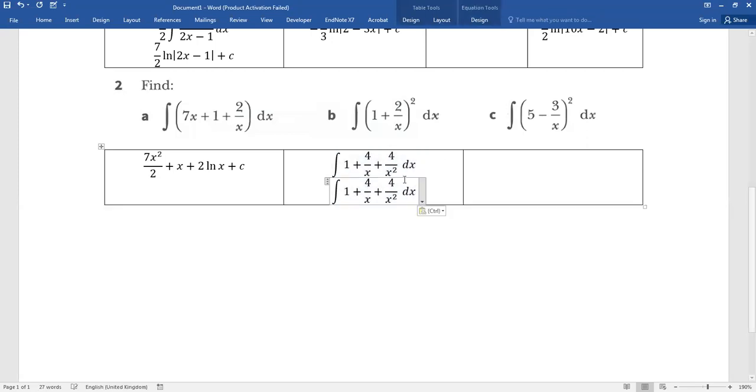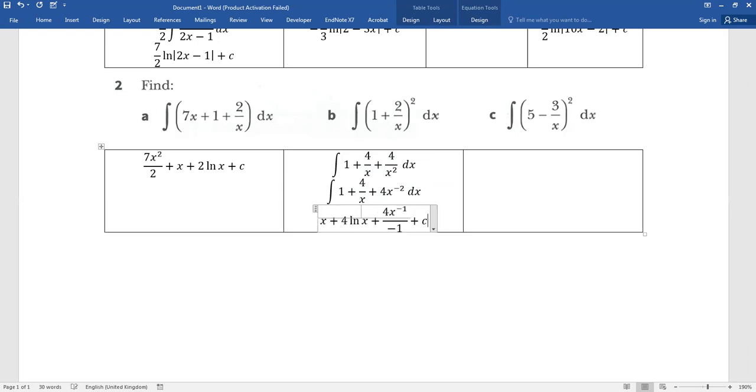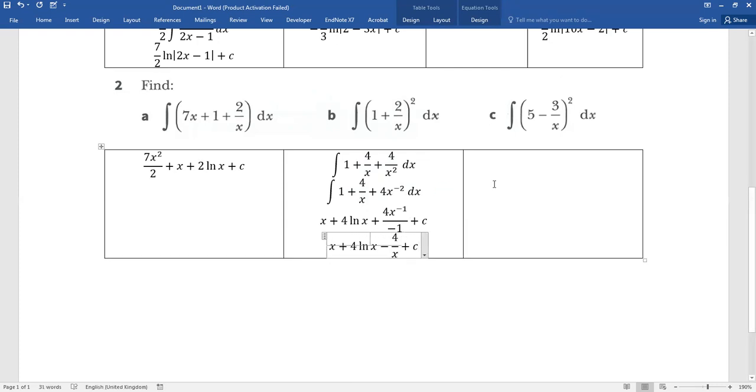Yes, sir. Now we know that this can be integrated by writing it in this particular form. Now we integrate: the integral of 1 is x. This will be 4 ln x. And this will be plus 4x to the power negative 1 divided by negative 1 plus c. So x plus 4 ln x minus 4 upon x plus c. We're done on this one.